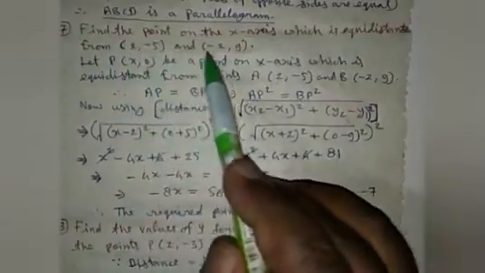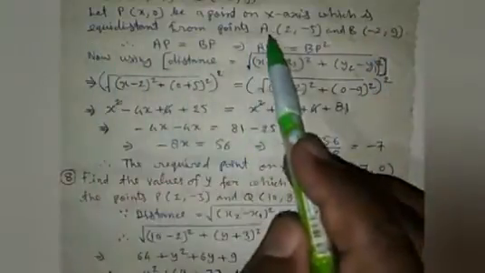Now in question number 7, find the point on the x-axis which is equidistant from points (2, minus 5) and (minus 2, 9). So here let P (x, 0) be a point on the x-axis which is equidistant from point A (2, minus 5) and B (minus 2, 9). Since P is equidistant from both the points, hence PA is equal to PB, means AP is equal to BP, that is AP square is equal to BP square.